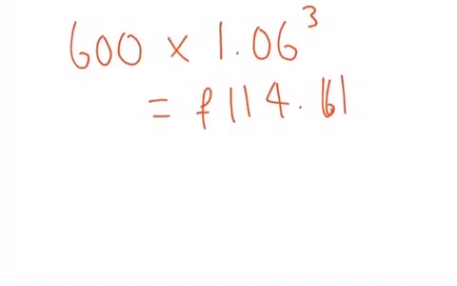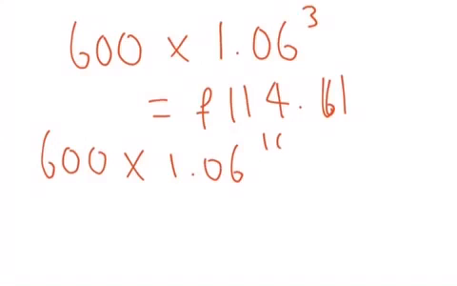So if the exam question was, all right, work out the balance at the end of 10 years, then you would do 600 times 1.06 to the power of 10. And if I just type that into my calculator quickly, that's 600 times 1.06 to the power of 10, which gives you £1,074 and 51 pence. Now notice that you haven't added any more money in.